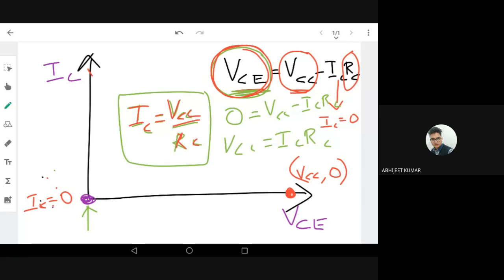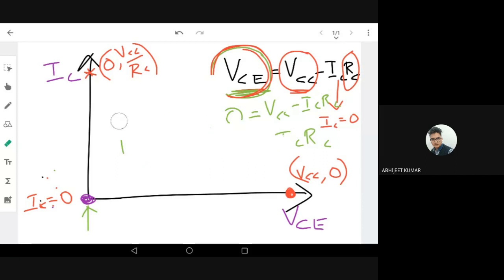Now I'm going to plot this point in the graph. IC is maximum, VCC by RC. So this is the point at the top when VCE equals zero. This graph point is 0, comma IC, where IC is VCC divided by RC. So these are the two extreme points which I may get in my output characteristics. One is zero current and maximum voltage, that is VCC across VCE, across the output of the transistor. The other is maximum current when VCE equals zero, that is VCC by RC.